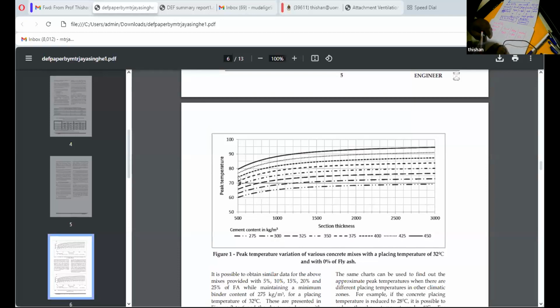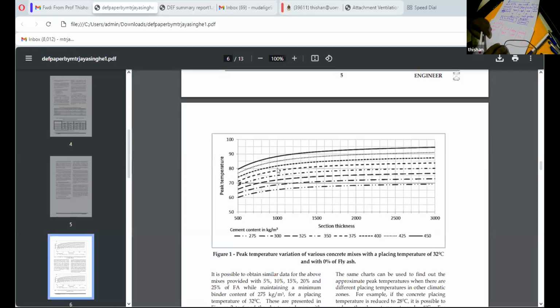What is the size that you can cast? The maximum size you can cast is about 400 millimeters. Is that clear? Without any risk of DEF, what is the maximum size you can cast? Can you see the chart? Maximum size is even less than this, less than 500.